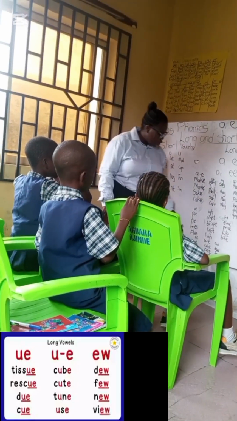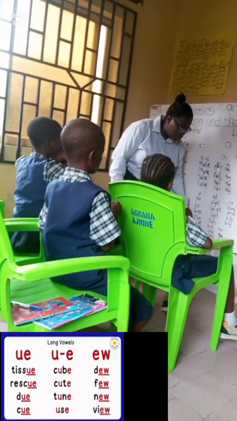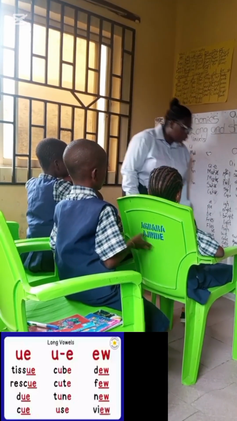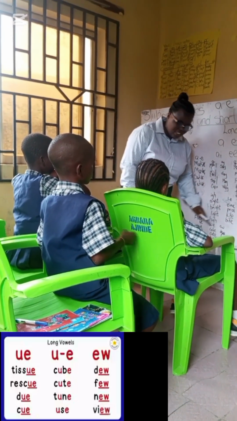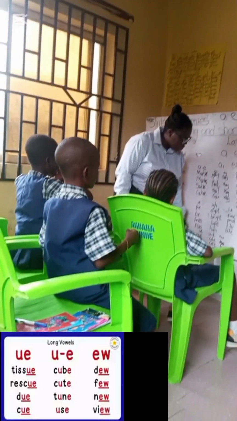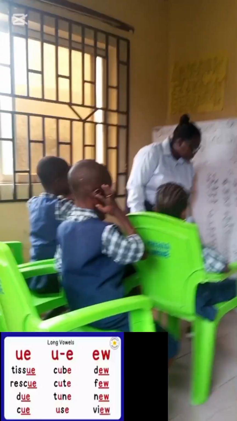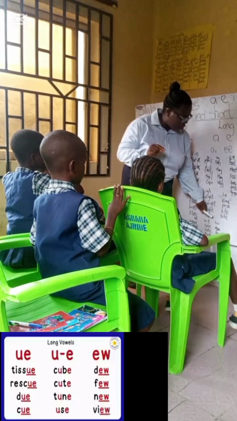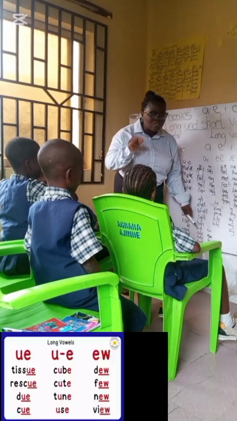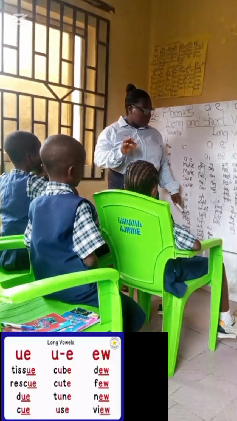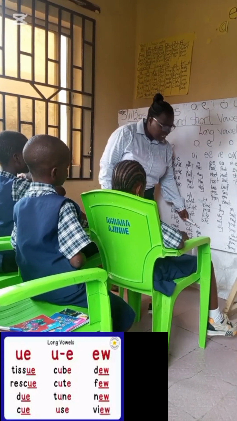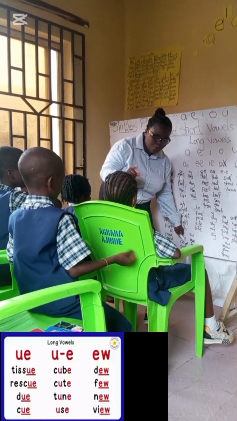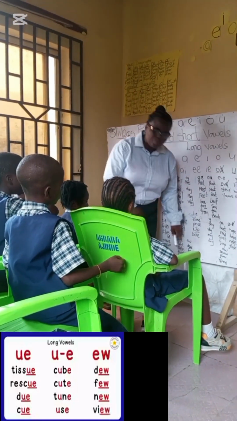Now let's have examples. U as in teacher, rescue, dew. Then we have U and E separately, as in tone, use. Then we have EW. In some special cases, whenever you have a vowel before W, it's going to take the name of the vowel. So we have EW, also sounding "you", as in Jew, as in few, as in new.